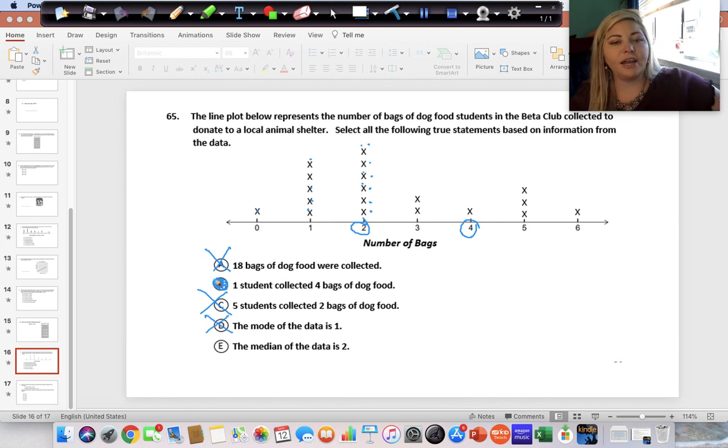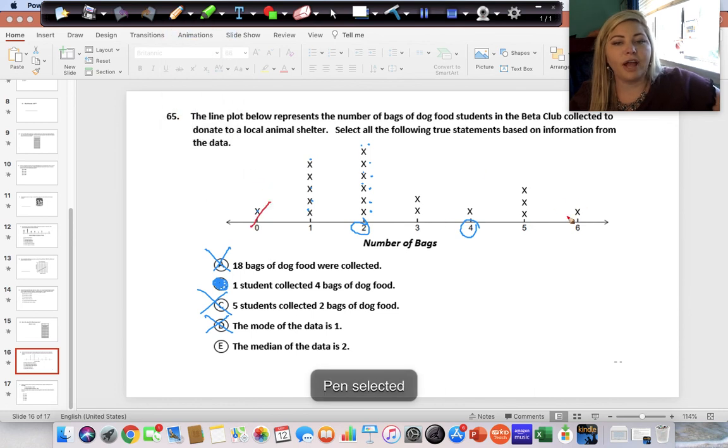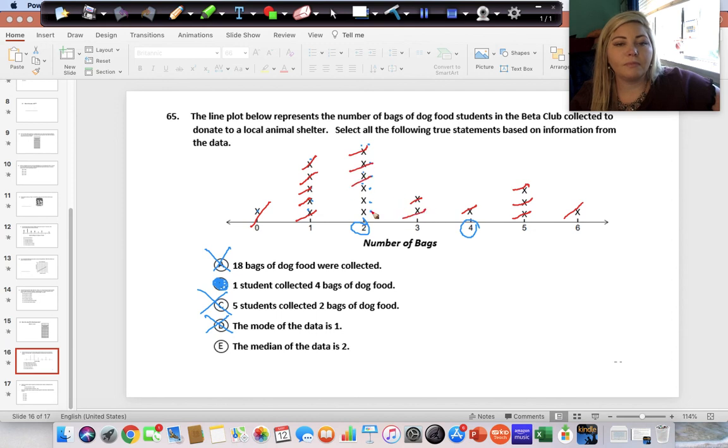The median of the data is 2. To find that, you could either write out all of your numbers or you can cross off your X's. Okay, so 2 plus 2 is 4 divided by 2 is 2. Sorry. Our median of our data is 2.